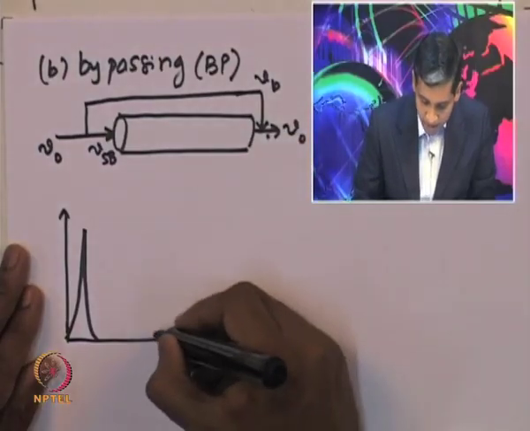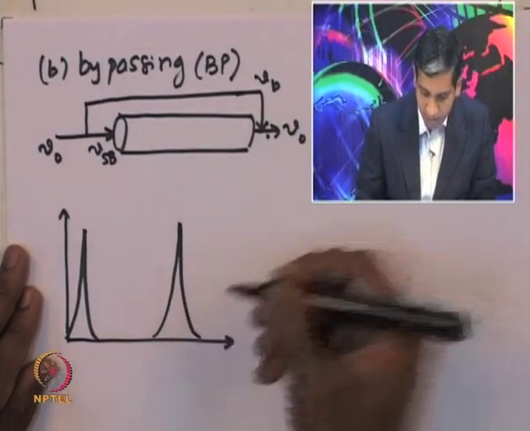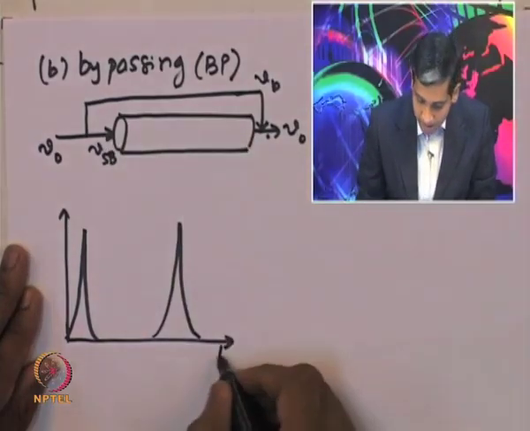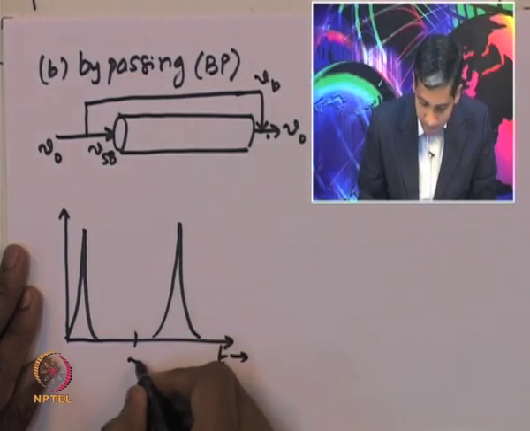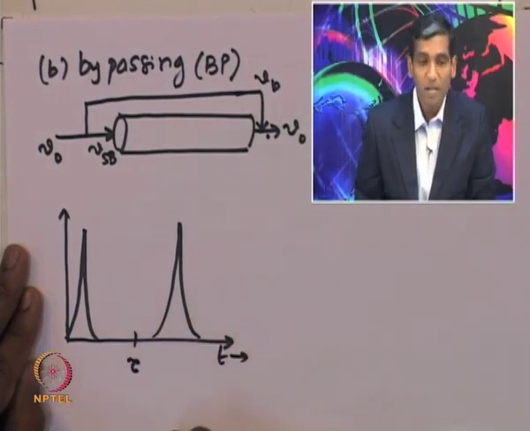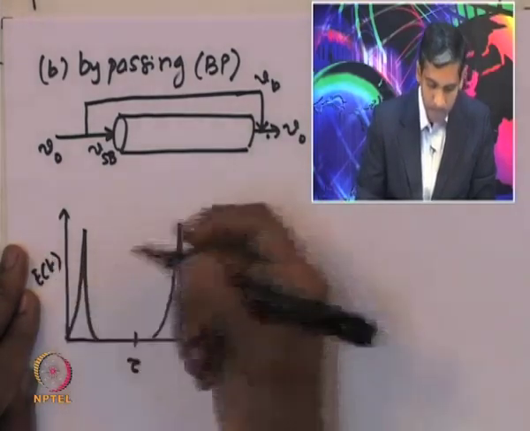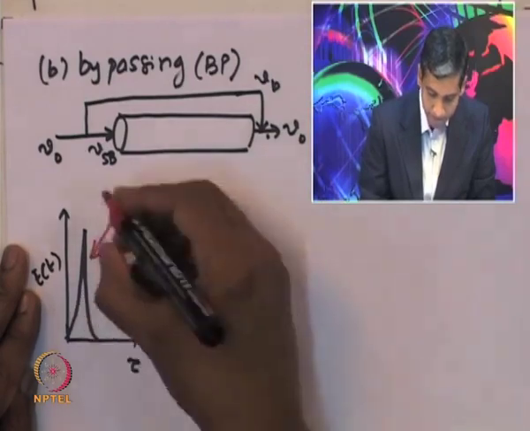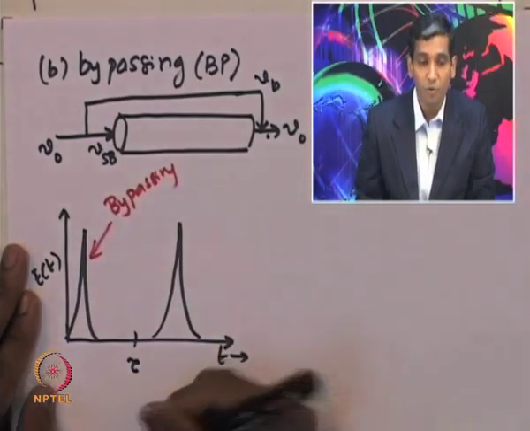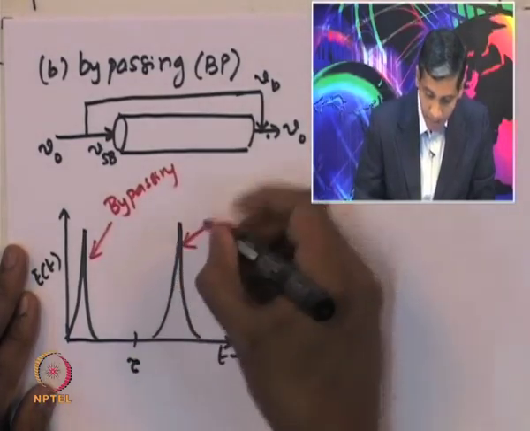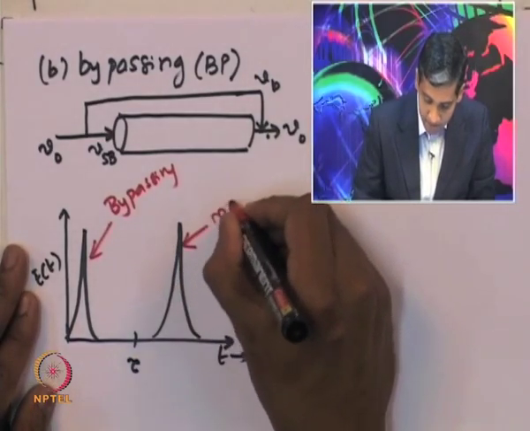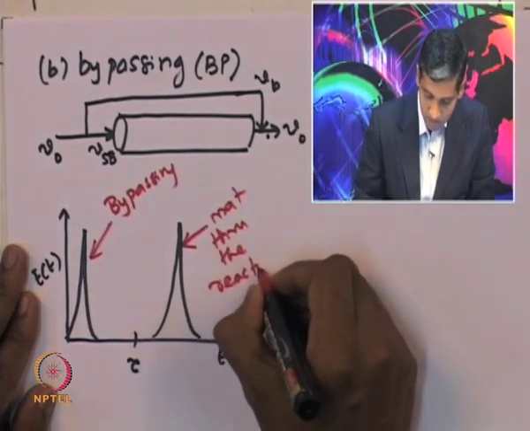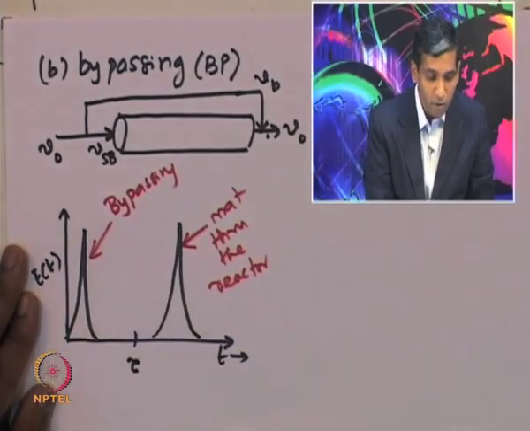And then there will be another peak which will appear much later, and that is because of the fluid that is flowing through the plug flow reactor. And the space time of the reactor will appear somewhere in between. So, this is the E curve, and the first peak is due to bypassing, and the second peak is due to the material flowing through the reactor.